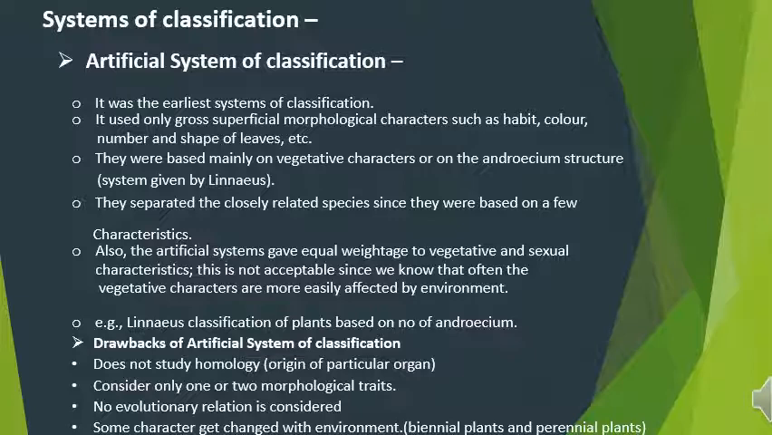So what are the drawbacks of the artificial system? The main drawback is that it does not study homology, or you can say it does not study the origin of a particular organ. Then it depends only on one or two morphological traits, meaning the physical traits. There is no evolutionary relationship considered. Evolutionary means the resemblance to the primitive one, or the ancestor. So no relationship with the ancestor is considered in this type of classification.